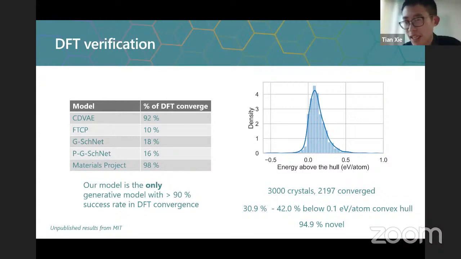Basically, it means that they have the potential to be experimentally synthesizable. And this is actually quite a high number, because many of the other existing approaches cannot achieve this. This is quite a high percentage of stable materials that we generate from the model. And in addition, around 95% of the stable materials we generate are novel. They have not been discovered before in any of the past works.